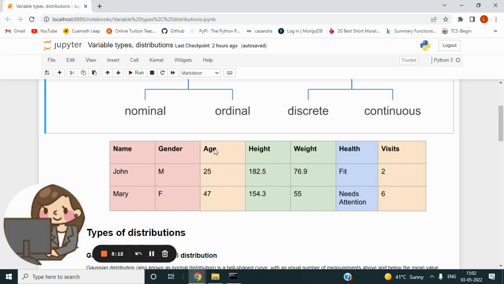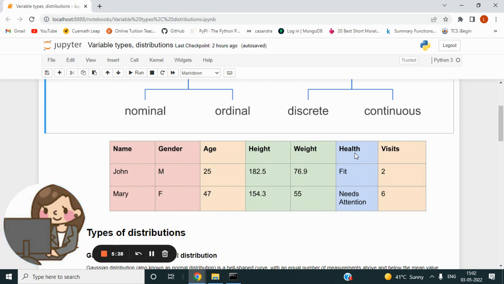Now comes age. Age also, usually we say in terms of integers, right? We don't say 25.5 when we are telling the age or entering the age somewhere. So that is a discrete variable. Then we have height and weight, which can have continuous values, or float values, so those fall in the continuous category.